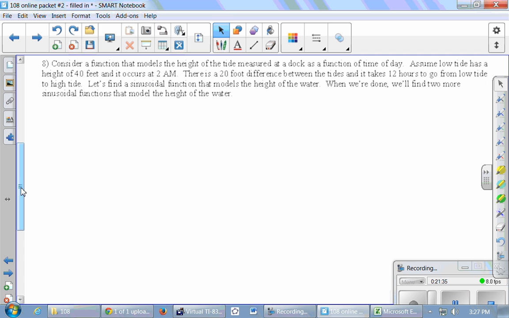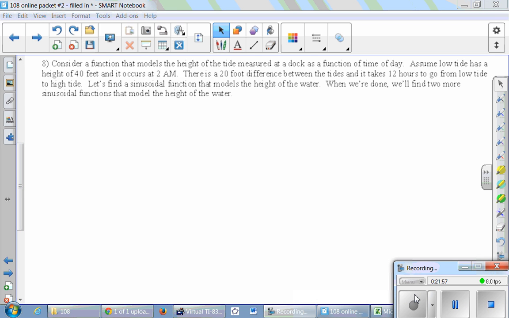Consider a function that models the height of the tide measured at a dock as a function of time of day. Assume low tide has a height of 40 feet and occurs at 2 a.m. There's a 20-foot difference between the tides, and it takes 12 hours to go from low tide to high tide. Let's find a function that models the height of the water. When we're done, we'll find 2 more sinusoidal functions that model the height of the water.